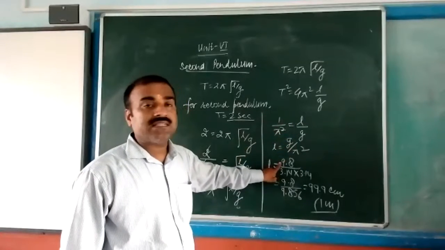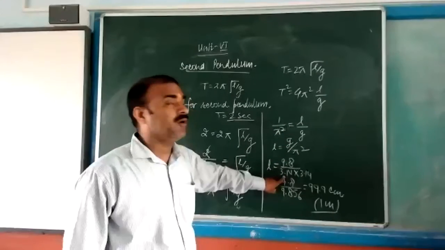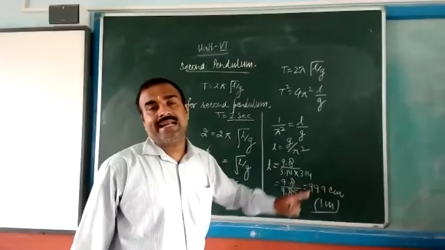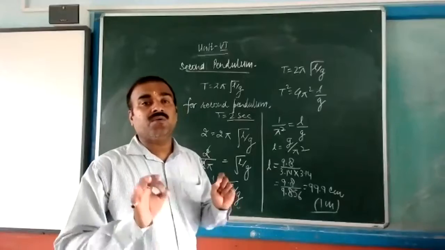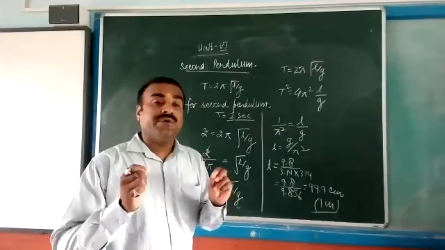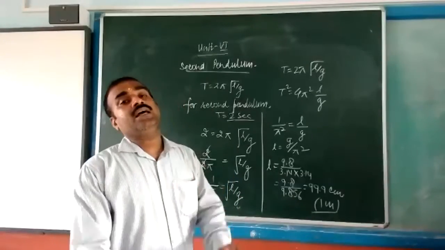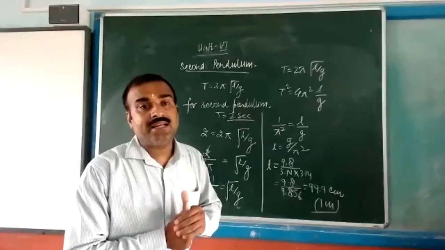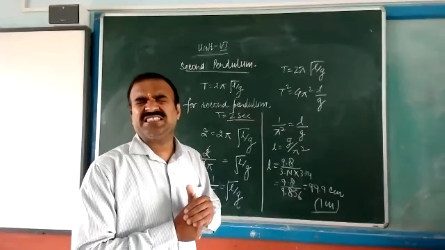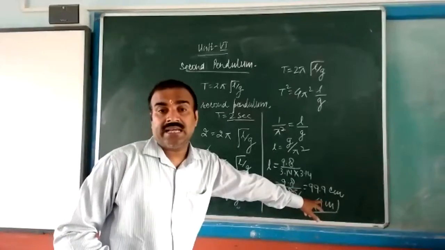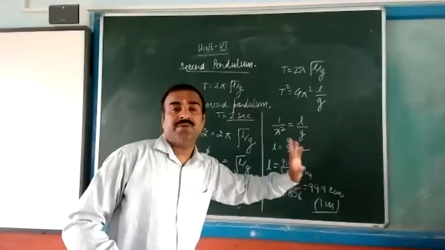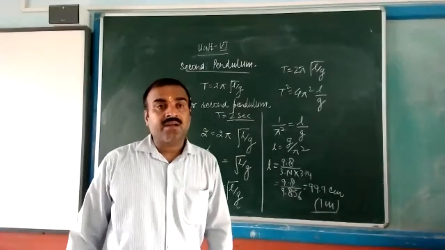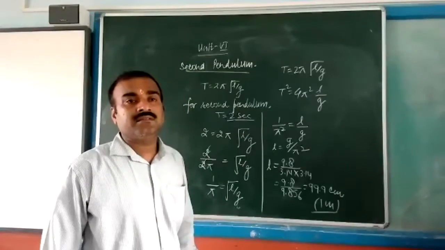The value of G is 9.8 and the value of pi is 3.14. So solve it, you will get 99.9 centimeter or 1 meter. That means whenever we use the second pendulum, its length will be 99.9 centimeter or 1 meter. Is that clear to everyone? Yes.